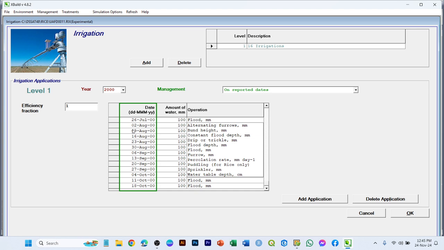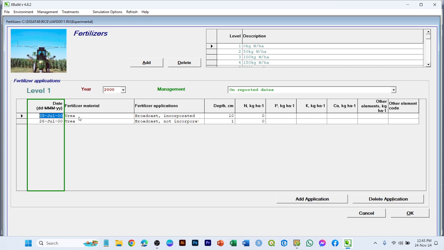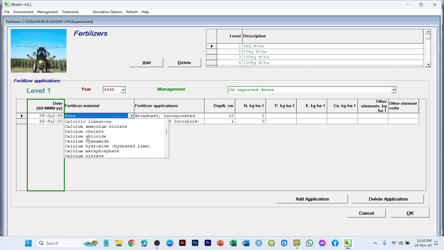Say for example, this is the type of material. If you click on this urea, then there will be an option of fertilizers. Mean ammonium, which is the source of application of your fertilizer?